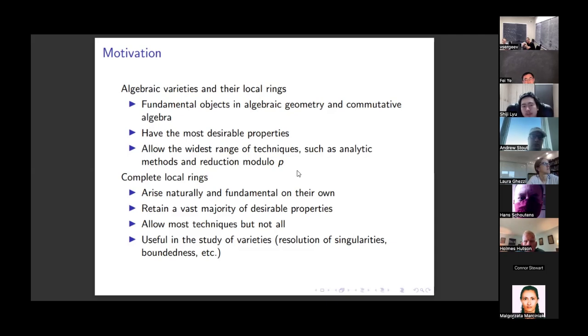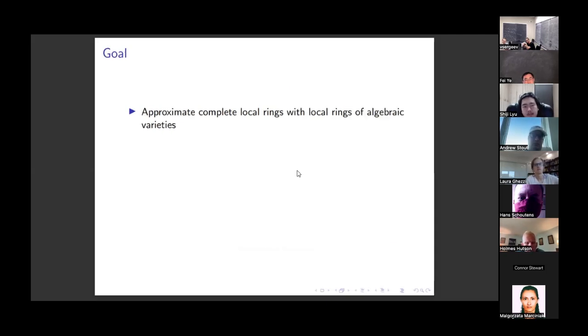So now this is our motivation. And what is our goal? Our goal is to approximate complete local rings with local rings of algebraic varieties. So if a complete local ring is the completion of a local ring of an algebraic variety, then many things can be said about that ring from that algebraic variety or that local ring.